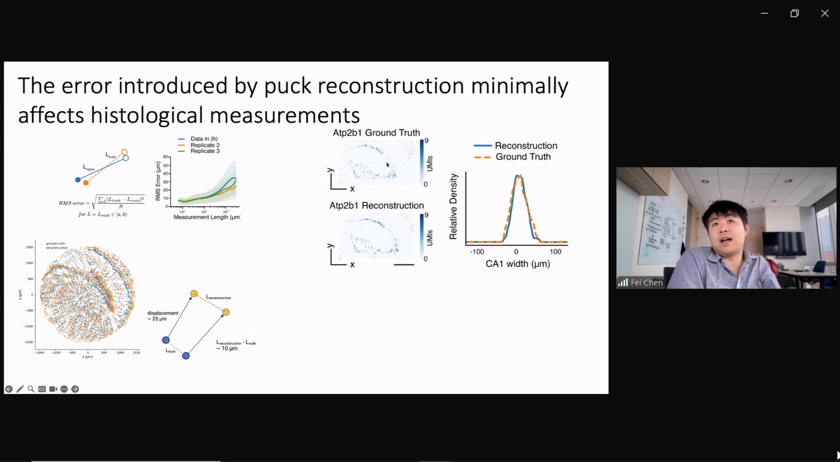And you can see that because if you just look at the ground truth versus the reconstruction, oftentimes you cannot see the difference in the data. And if you make measurements, for example, the width of CA1 between these two data sets, there's really no difference.